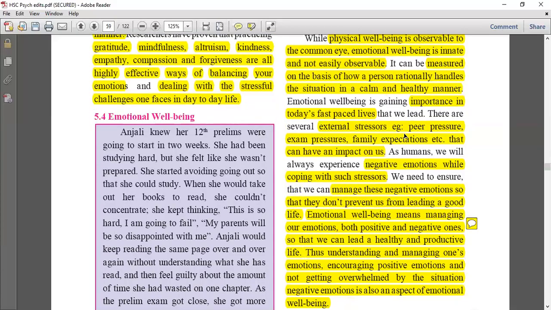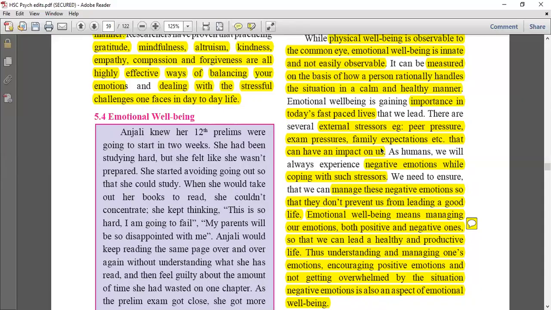Okay, so for example, if you are very upset about something, you might just panic about the smallest thing. You'll be like, oh my god, what's wrong? But if a person is reacting to small things, or not calm in small things, it means they are not emotionally doing well. Okay, emotional well-being is now gaining importance in today's fast-paced lives.